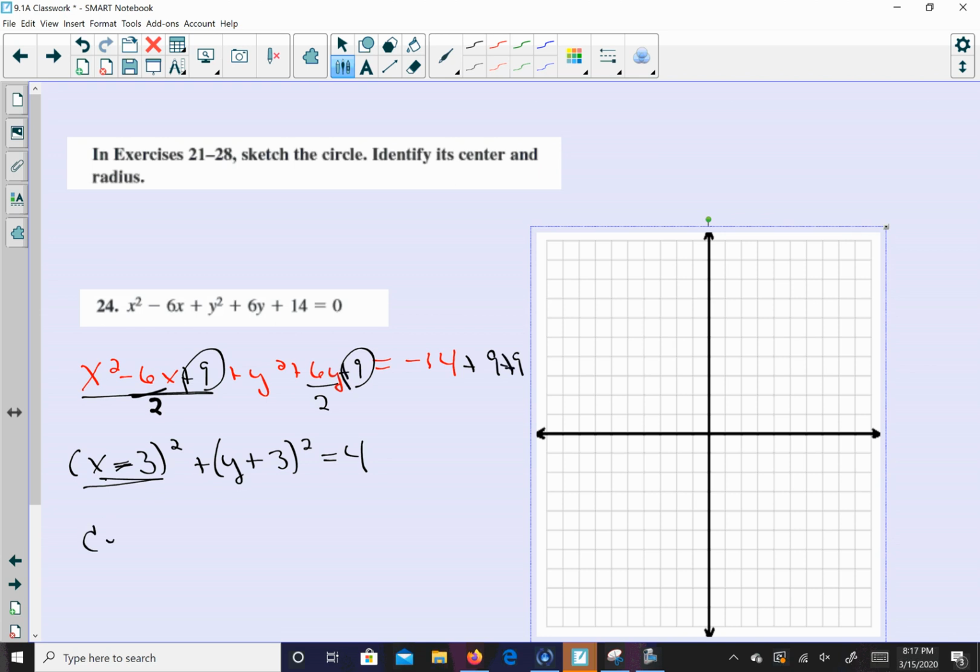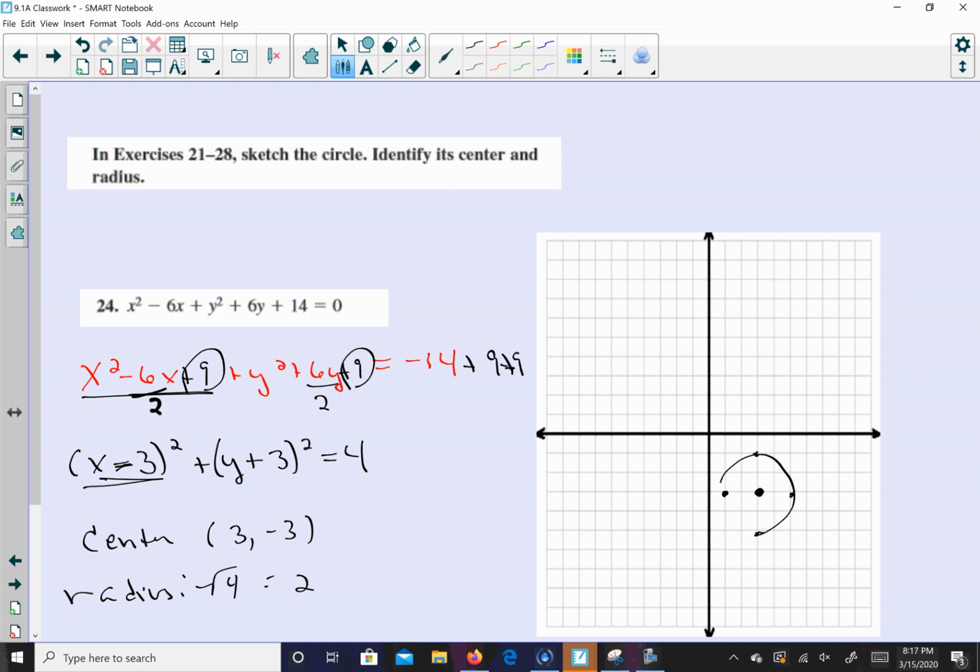My center is going to be a positive 3, negative 3. So that means I'm going to go right 3, down 3. I'm going to plot my center right there. That's 3, negative 3. My radius is going to be the square root of 4, which is going to be 2. So to draw this circle, I'm going to go 2 to the right, 2 up, 2 left, and then 2 down. And that's going to be my circle.